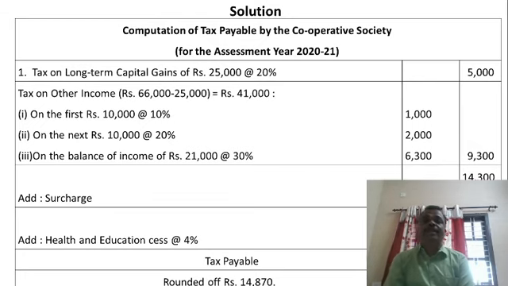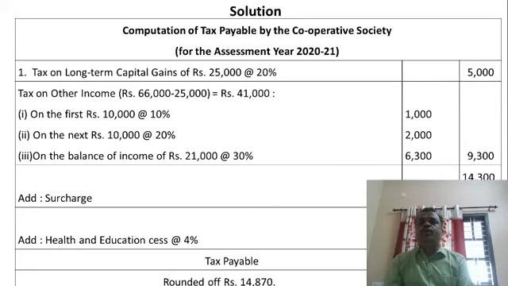Out of 66,000, we have already charged tax on 25,000 long-term capital gain. Deduct 25,000 from the 66,000. Therefore, 66,000 minus 25,000 is equal to 41,000. Now apply cooperative societies tax slab. On the first 10,000 at the rate 10%, 1,000. Next 10,000, 20%, 2,000. Here out of 41,000 we have already charged tax on 20,000. Remaining 41,000 minus 20,000 is equal to 21,000. So next rate is 30%. 21,000 into 30% is equal to 6,300.